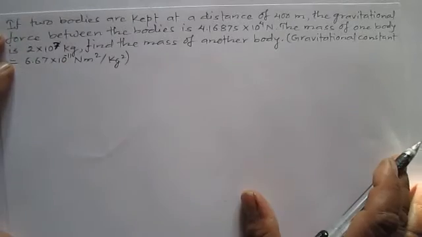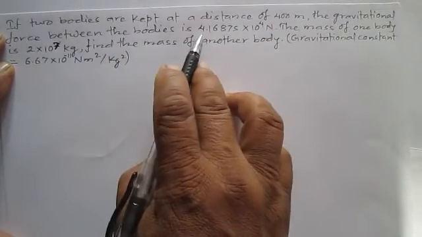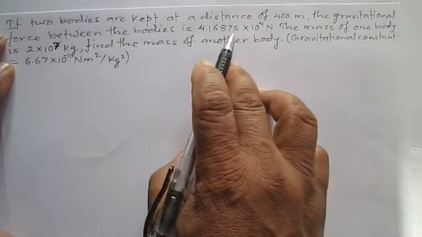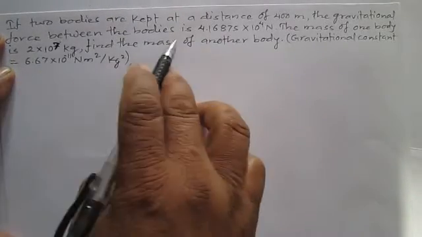If two bodies are kept at a distance of 400 meters, the gravitational force between the bodies is 4.16875 into 10 to the power 4 Newton. The mass of one body is this much. Find the mass of the another body.